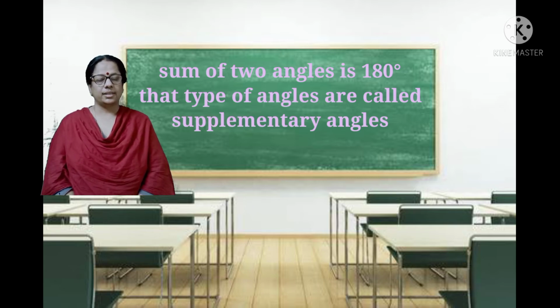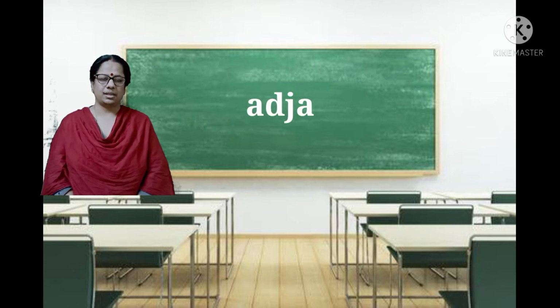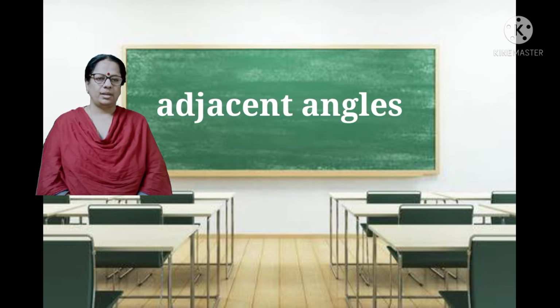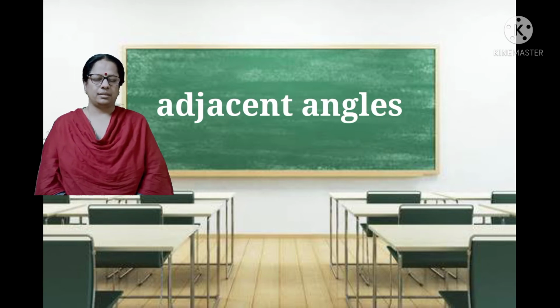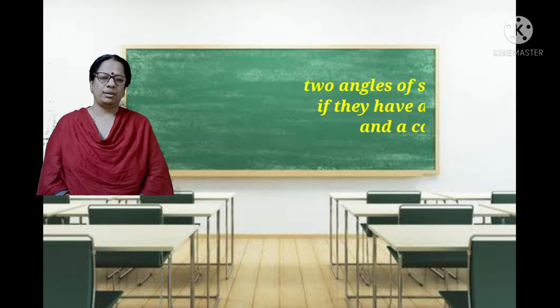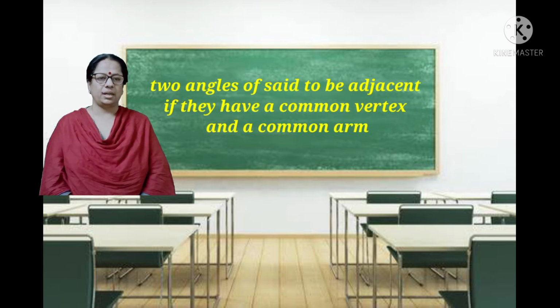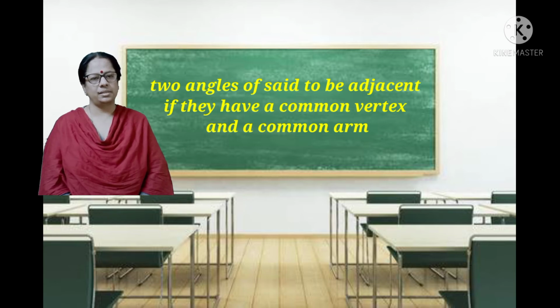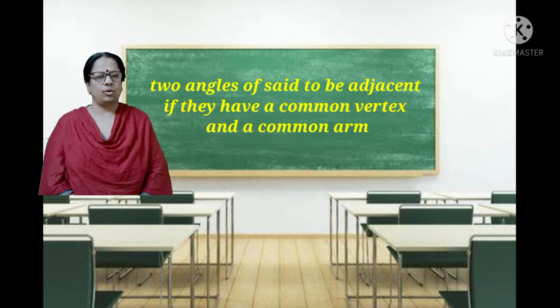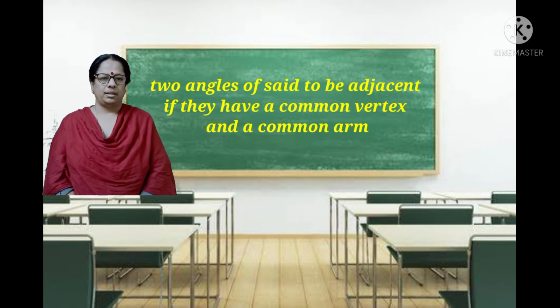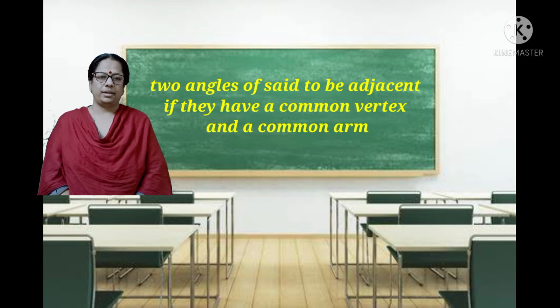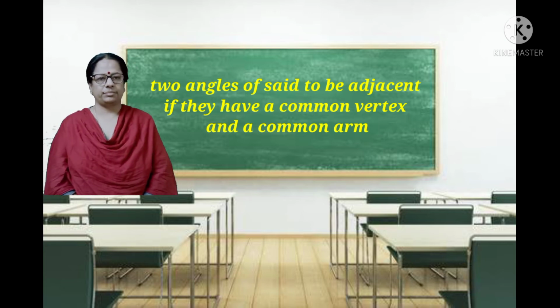Then the next point is adjacent angles. If 2 angles have a common vertex and a common arm, we can say that the 2 angles are adjacent angles. That type of angles are called adjacent angles.